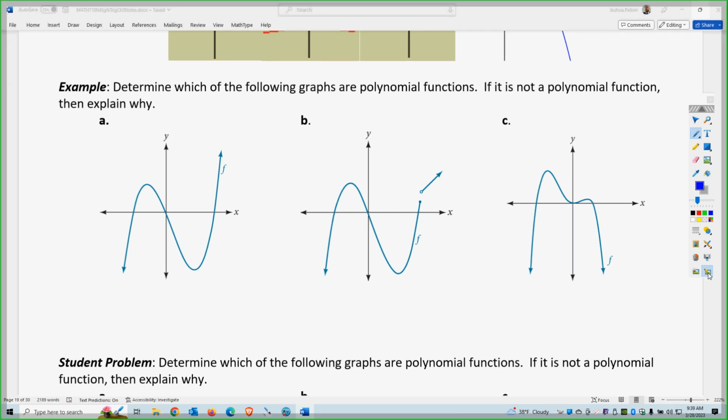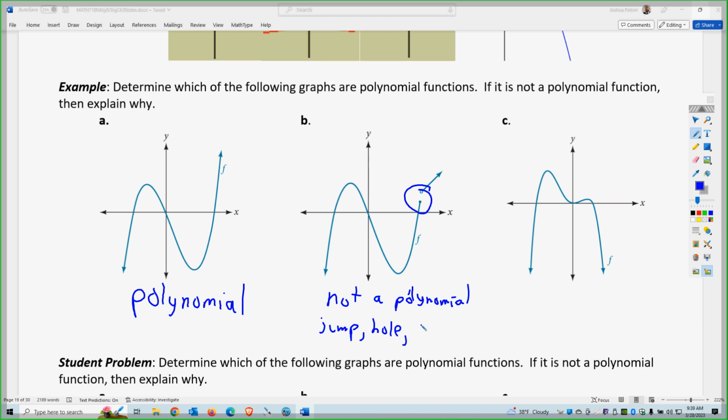So this one is in fact a polynomial. None of the problems exist. It's nice and smooth and continuous. This one has a jump and a hole. So not a polynomial. It has a jump. It has a hole. Thus discontinuous.